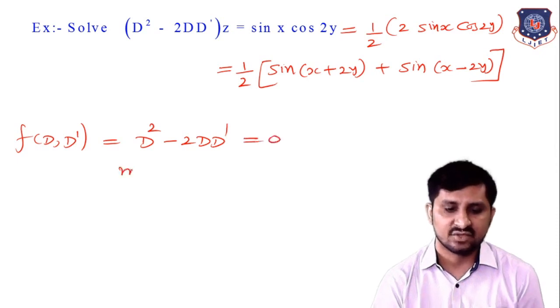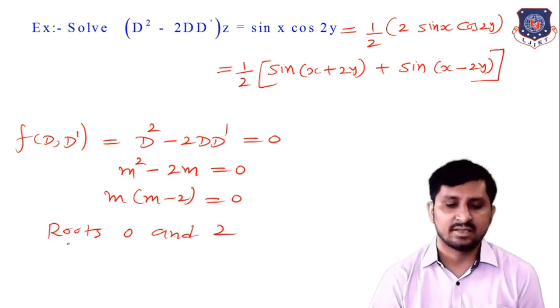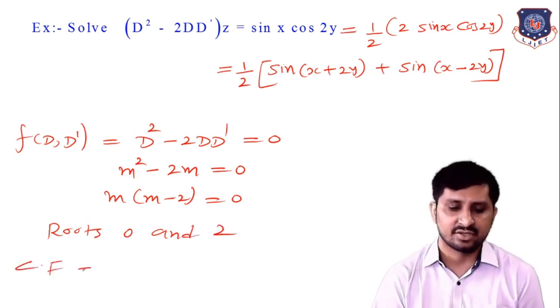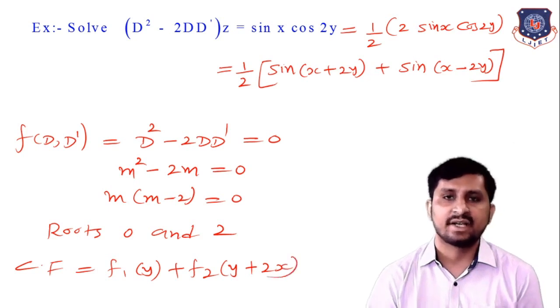So m square minus 2m is equal to 0. So m will be common: m into (m minus 2) is equal to 0. So what are the roots? The roots are nothing but 0 and 2. So the complementary function is equal to f1(y plus 0 into x), that is f1(y) plus f2(y plus 2x). Okay, so this is my complementary function.